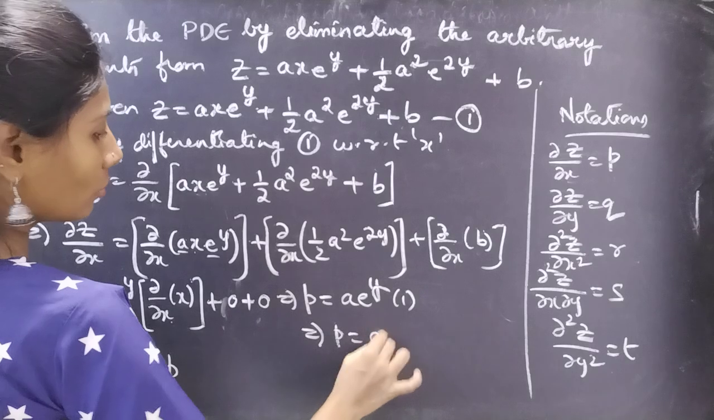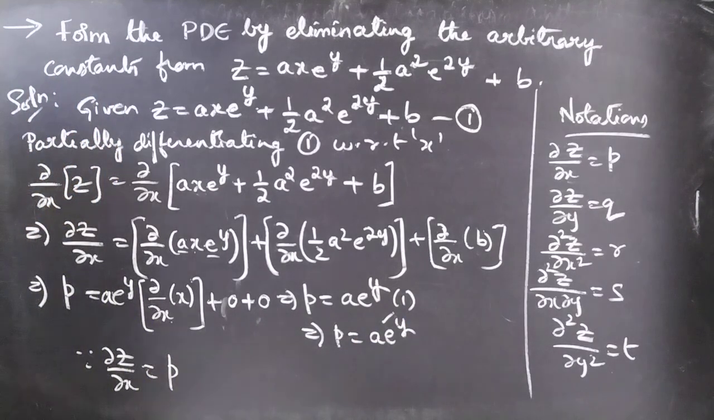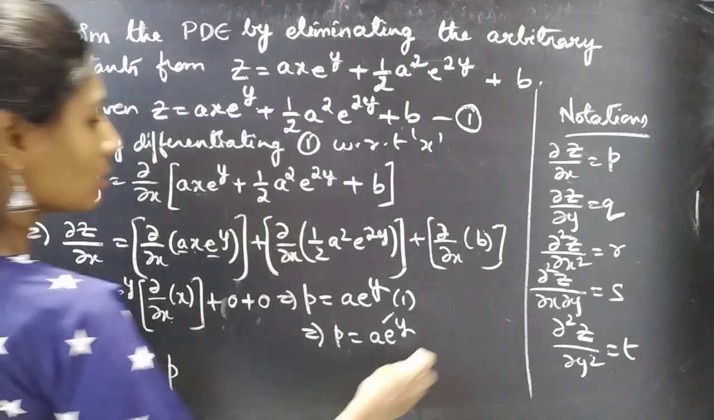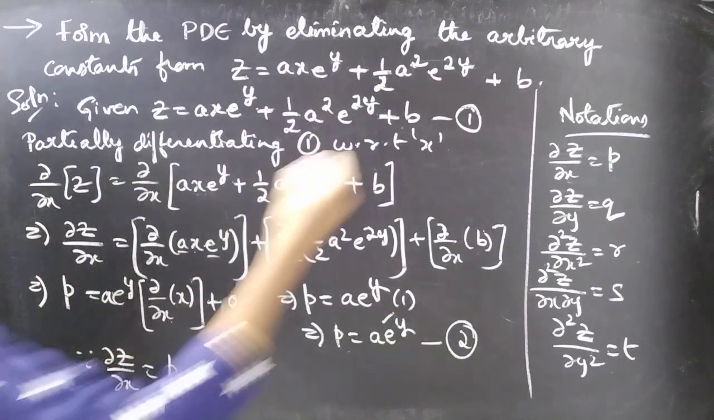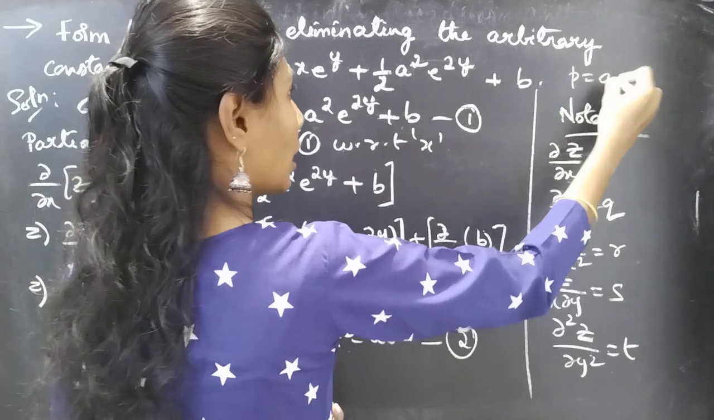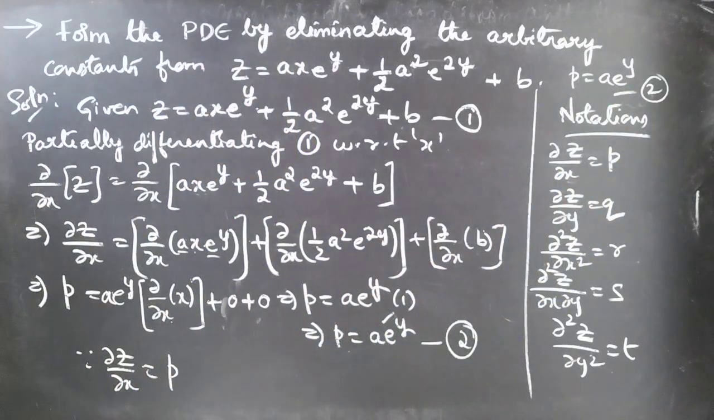Which gives us p equal to a into e power y. We could bring this e power y to the LHS to find a, but I'll just leave it like this. Consider it as equation 2. We got equation 2, which is p equal to a e power y. We'll save it for later.